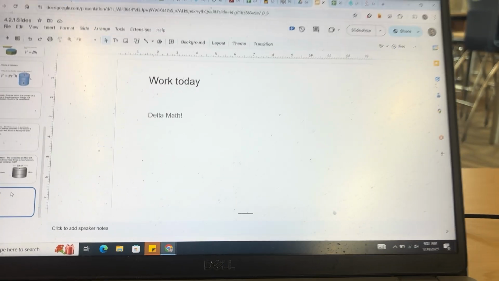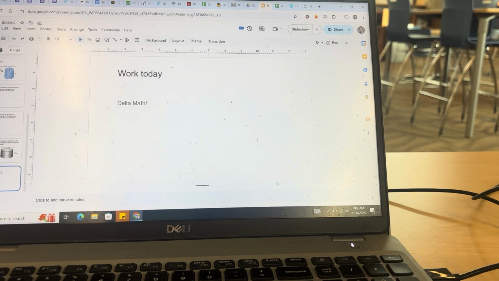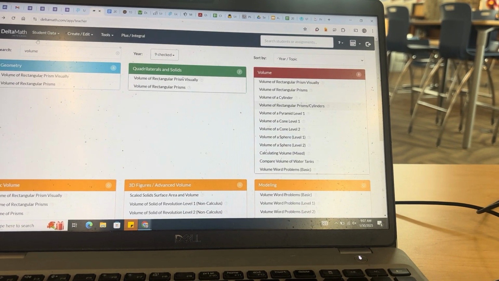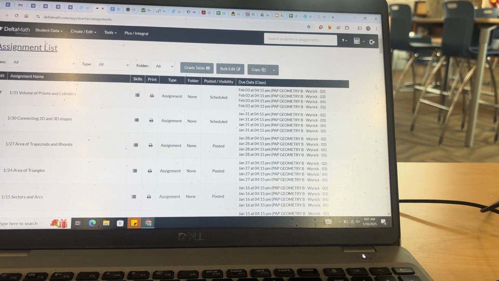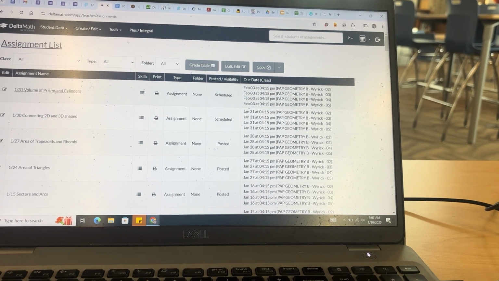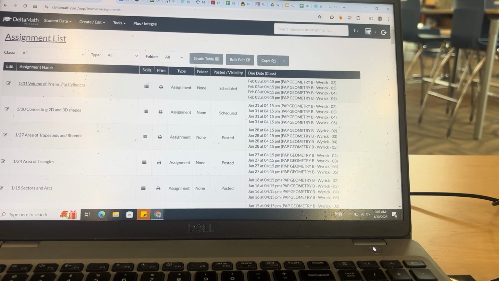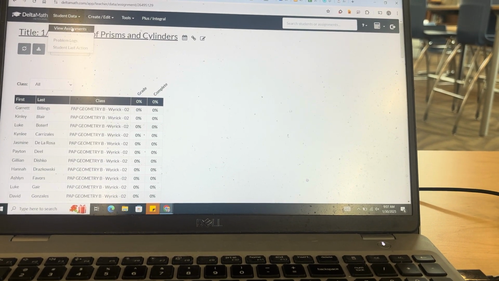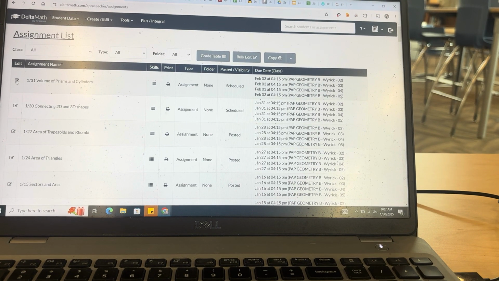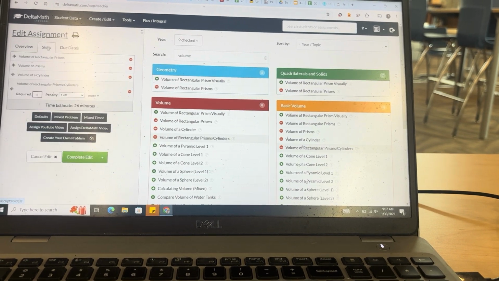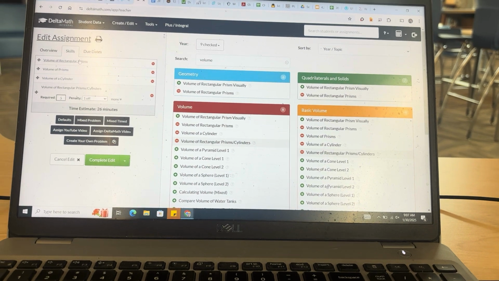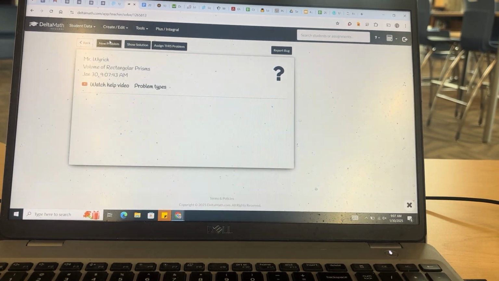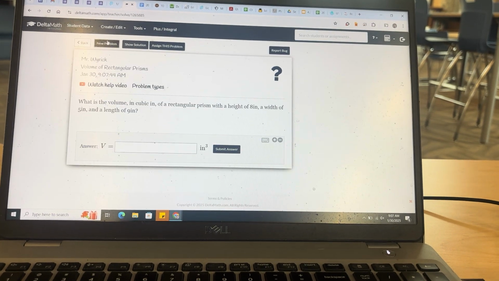Your work today is going to be on Delta Math. I think I just finished this up, so let's take a look at it. Ah, yes, volume of prisms and cylinders. It's scheduled. It's not going to pop up until Friday. But if we go on there and look at the different skills, there's 4 different sections. The volume of rectangular prisms just tells you about a rectangular prism. Yeah, it always just tells you.